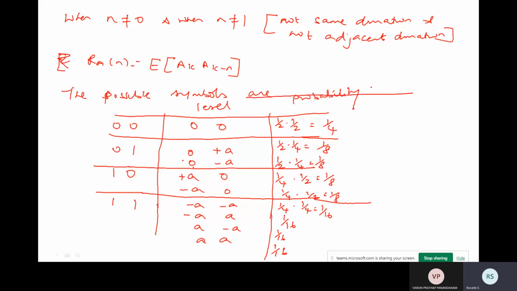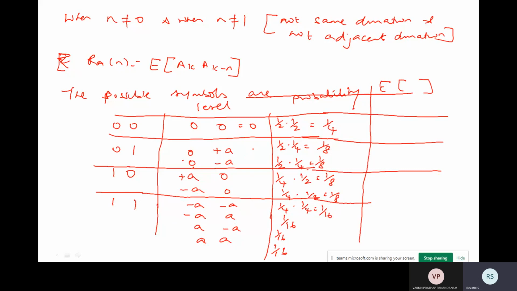Now you can write the expectation. So what is expectation? Expectation is nothing but the level multiplied by the respective probability. So the level is 0 into 0. 0 into 0 is 0. So you can also multiply here. It is 0. Here it is 0. Here it is 0. Here again 0. Here again 0. Here you are having minus A into minus A is plus A square, minus A square, minus A square, plus A square.